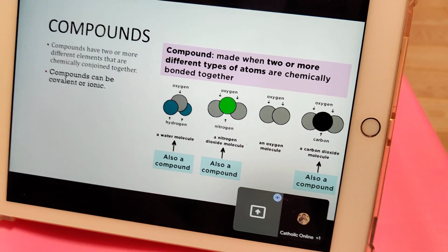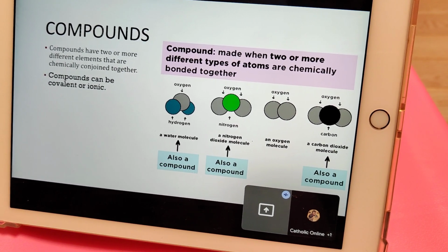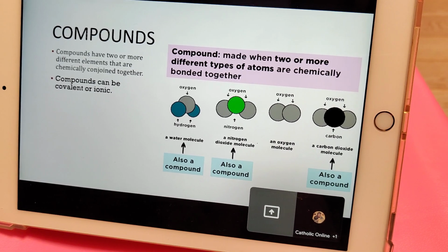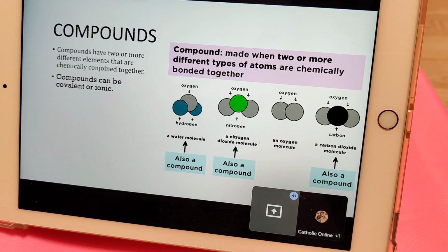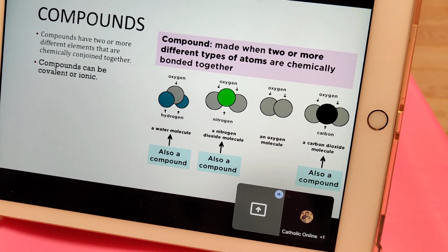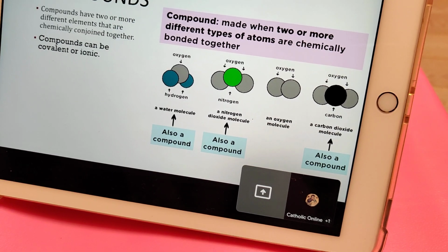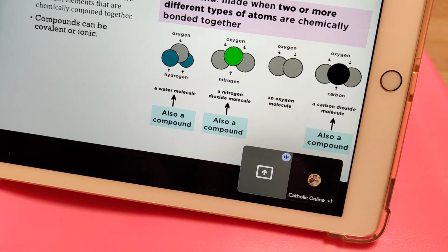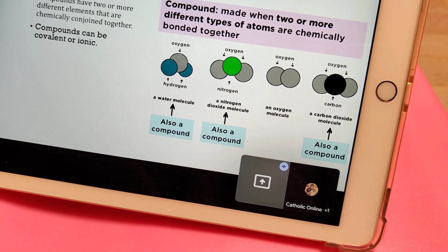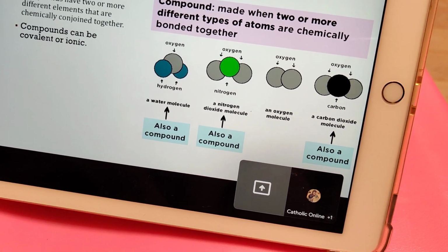Oh, right here. Okay, compounds. Compounds have two or more different elements that are chemically conjoined together. Compounds can be covalent or ionic. A compound is made when two or more different types of atoms are chemically bonded together. So a water molecule is also a compound. A nitrogen dioxide molecule, also a compound. An oxygen molecule, that's a molecule. That's not a compound.